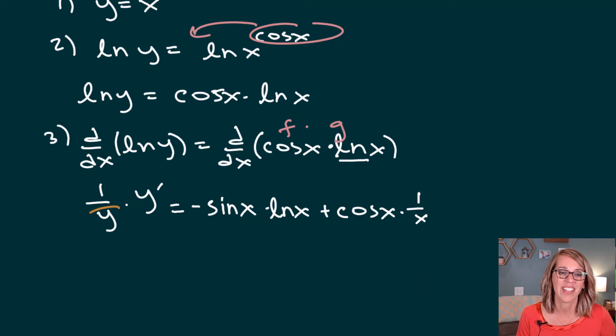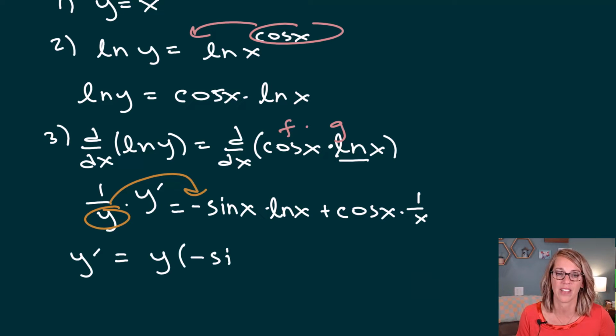Next, I need to bring that y and multiply it on the other side. This is where I'm so close to having my answer. So y prime is equal to y times, I'm just going to rewrite what I've got there, negative sine x times the natural log of x, plus, let's write this as cosine x divided by x.